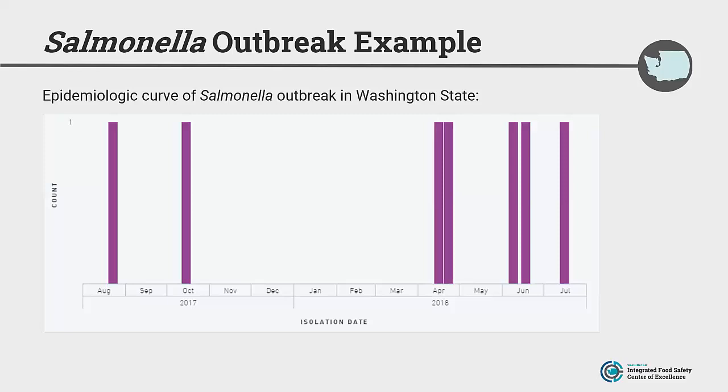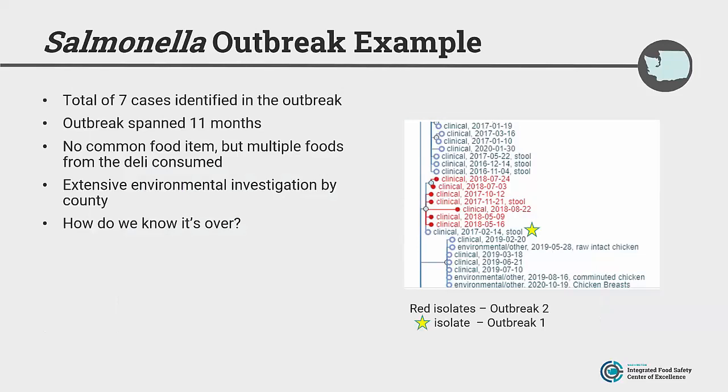During this time, as the investigation was occurring, we had an additional 3 cases reported that matched. So you can see the 2 cases in June and 1 in July. So we had a total of 7 cases spreading out over almost a year, about an 11-month time span here. So the investigation continued. There was extensive environmental investigation on site.